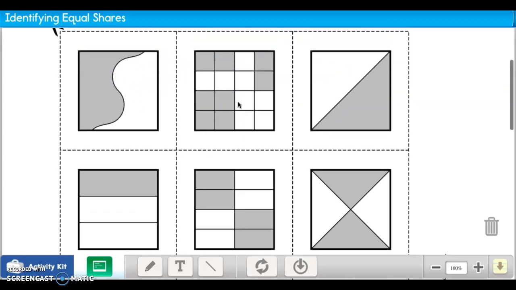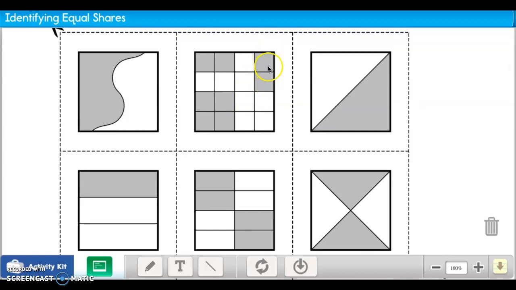Now look at this one. What if we took these two shaded pieces and stuck them over here? Are the shaded equal with the unshaded parts? Yes, they are. If there's 1, 2, 3, 4, 5, 6, 7, 8 that are shaded, and 1, 2, 3, 4, 5, 6, 7, 8 that are not shaded, so they are equal.